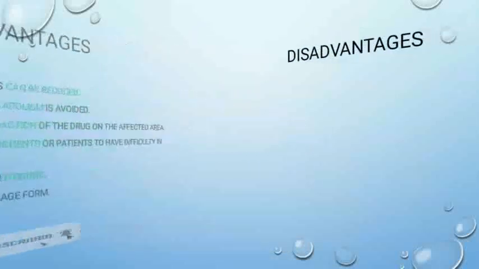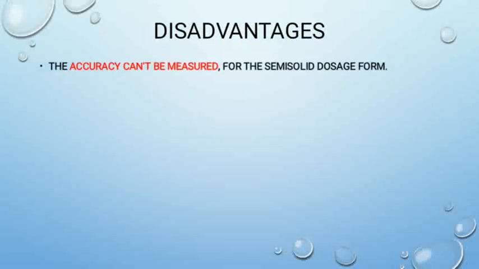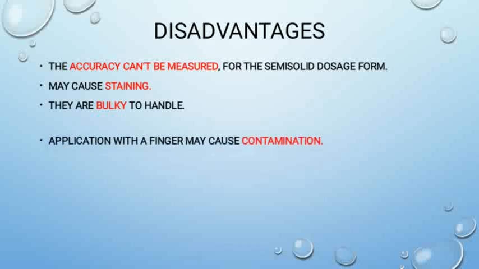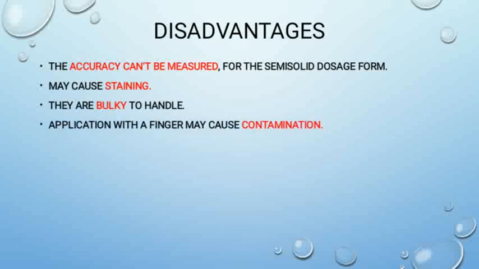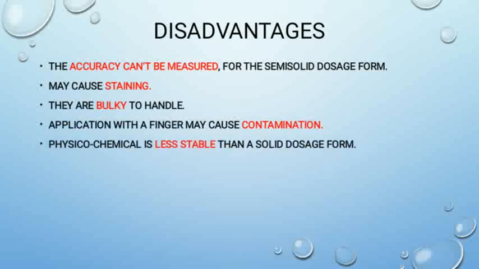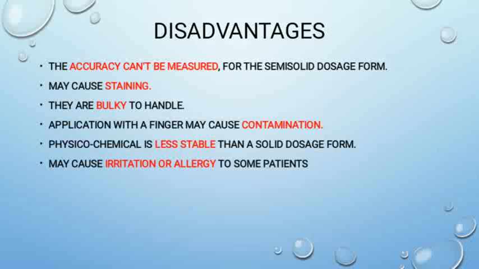Now moving to disadvantages. The disadvantages of semi-solid dosage forms are that the dose accuracy can't be measured for semi-solid dosage forms. They cause staining. Next, they are bulky to handle. Then application with a finger may cause contamination. Then physicochemically they are less stable than solid dosage forms. They may cause irritation or allergy to some patients. So these were the disadvantages of semi-solid dosage form.